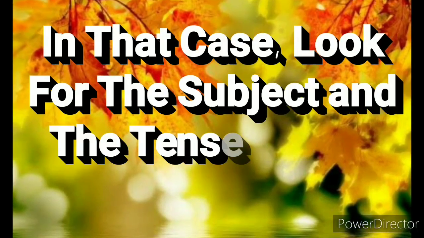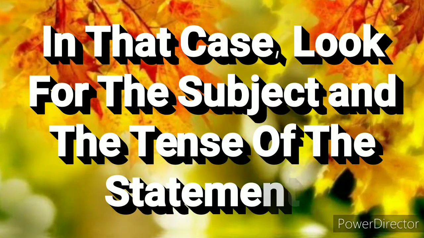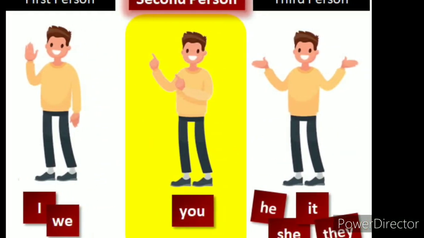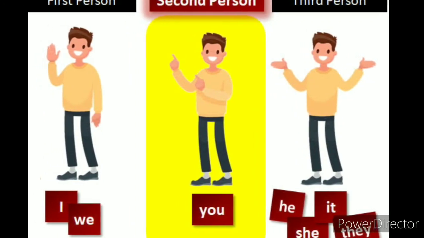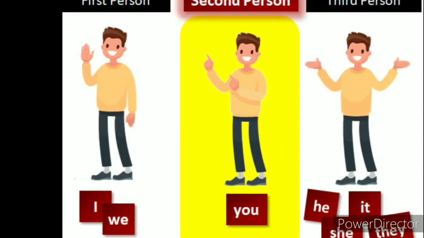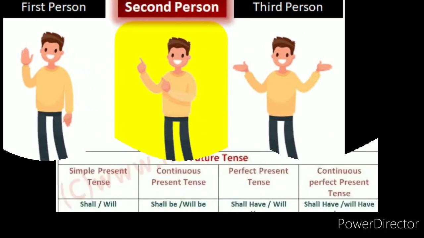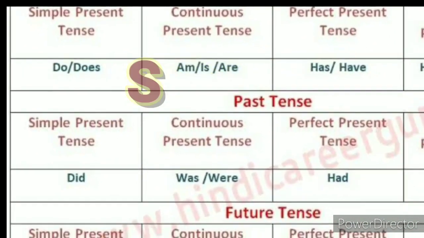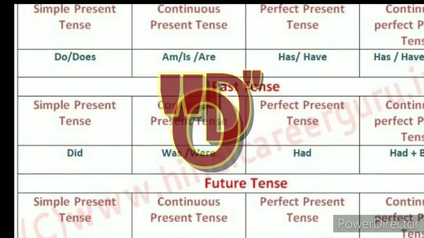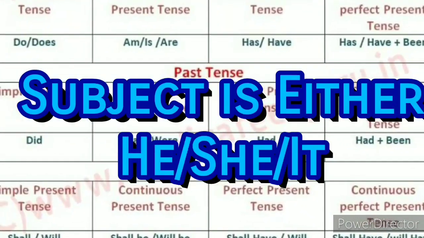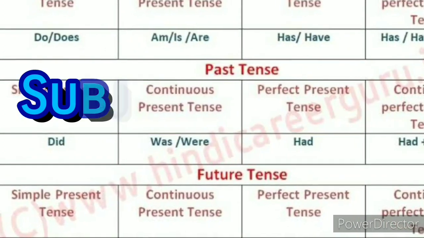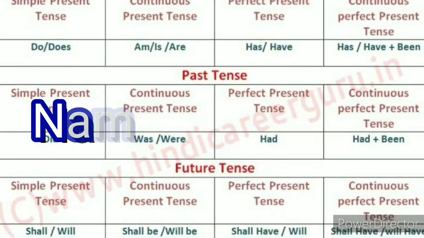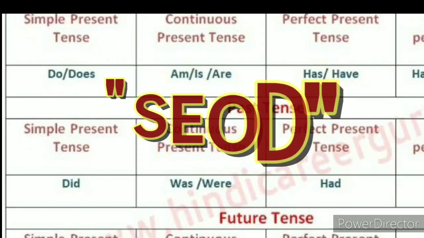In that case, we have to look for the subject and the tense of the statement. If the subjects are I, we, you and they, that is the first and the second person singular plural and the third person plural, and the tense of the statement is simple present, then we will use auxiliary verb do. And if the subject is third person singular, that is he, she, it, or name of any person like Rahul or James or Harry, then we would use auxiliary verb does.